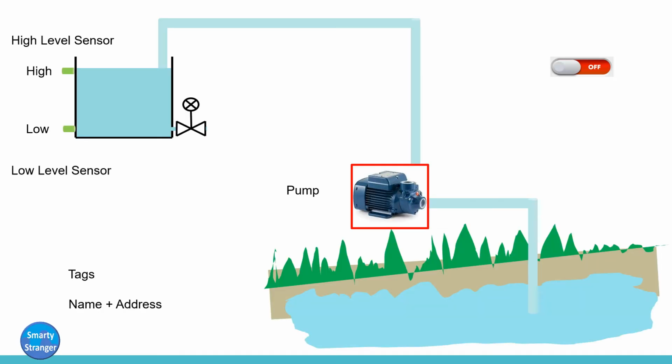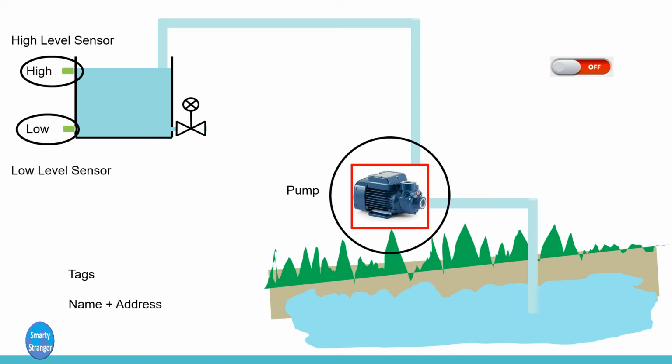Now we move forward, let's take a look at an example. In this example, we have a tank with 2 sensors and a pump: a low-level sensor and a high-level sensor. The low-level sensor indicates the empty level of the tank. And the high-level sensor indicates the high level of the tank. And a pump is used to fill the tank.